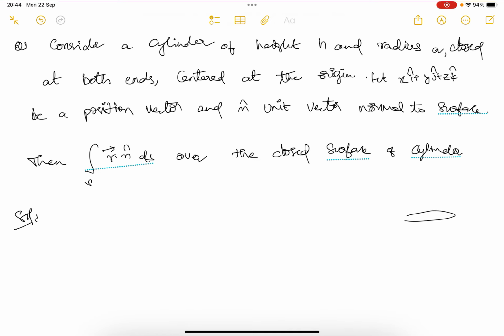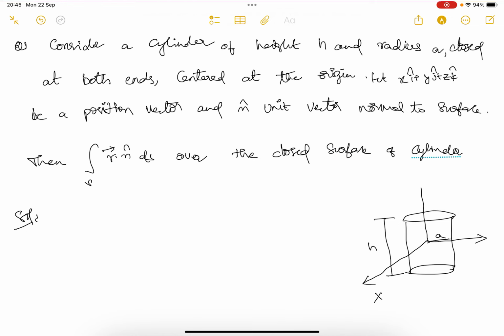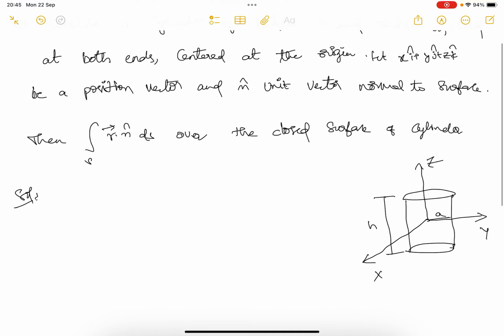Here it is given that there is a cylinder of height h and radius a. This is centered at the origin. Let's take the axes as x, y, and z. Then we need to figure out the surface integral r bar dot n cap ds over the closed surface of a cylinder.